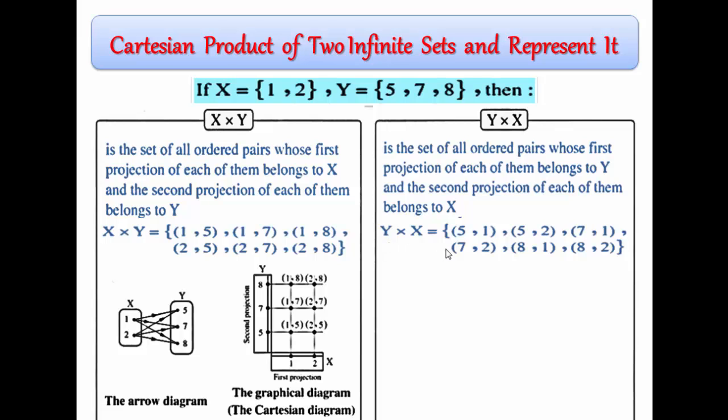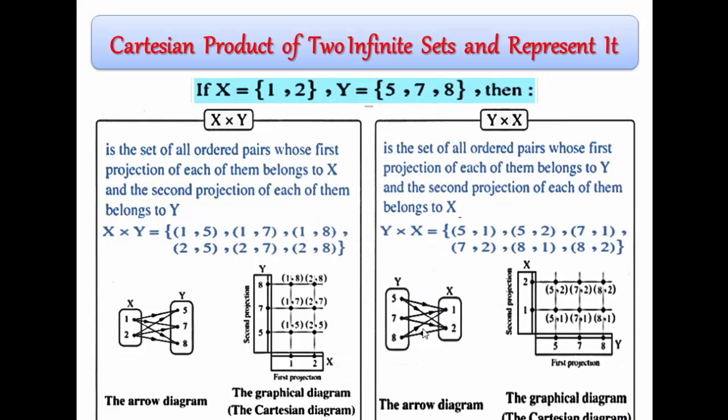Then y multiply x is the set of ordered pairs (5, 1), (5, 2), (7, 1), (7, 2), and also in the same way (8, 1) and (8, 2). As shown here, to represent it by arrow diagram, the first column will be y and the second one will be x. Elements of y: 5, 7, 8. Join 5 with 1 and 2, 7 with 1 and 2, 8 with 1 and 2.